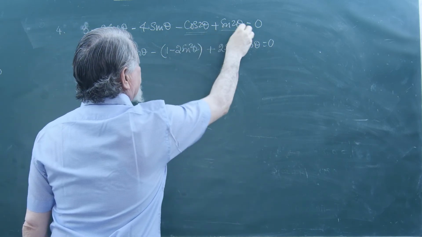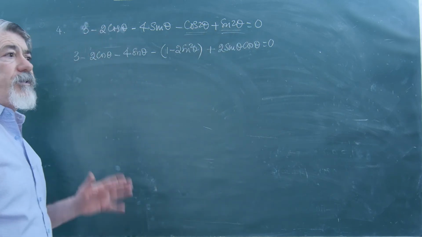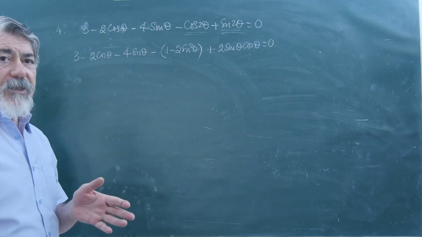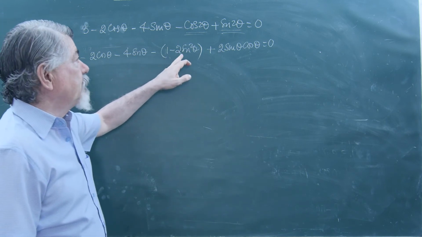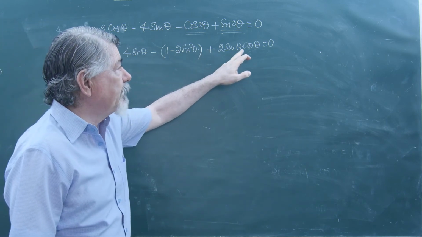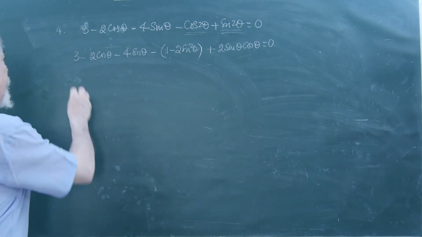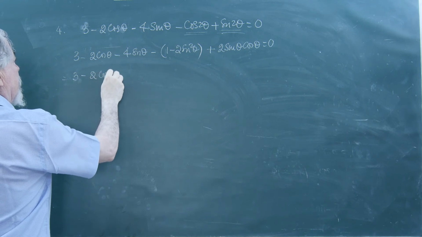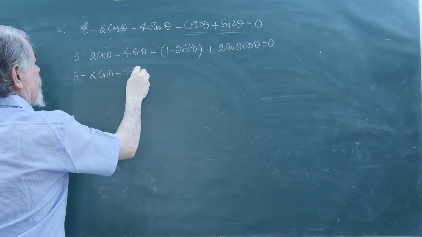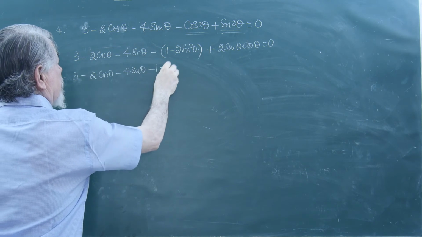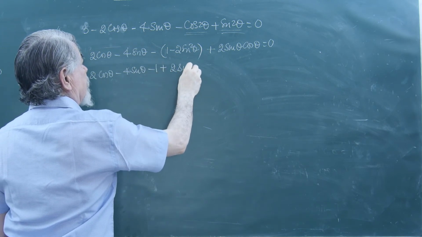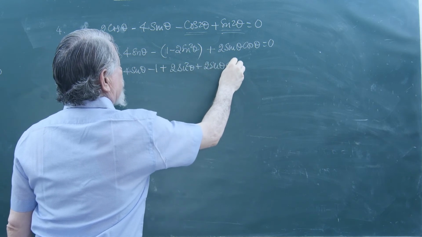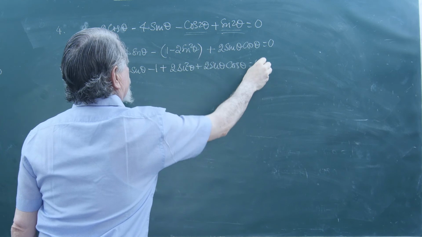These formulas are very important. They will be used time and again, so they should be imprinted on your mind. 1 minus 2 sine square theta plus 2 sine theta into cos theta. Now when we open the bracket, what do we get? 3 minus 2 cos theta minus 4 sine theta minus 1 plus 2 sine square theta plus 2 sine theta cos theta is equal to 0.